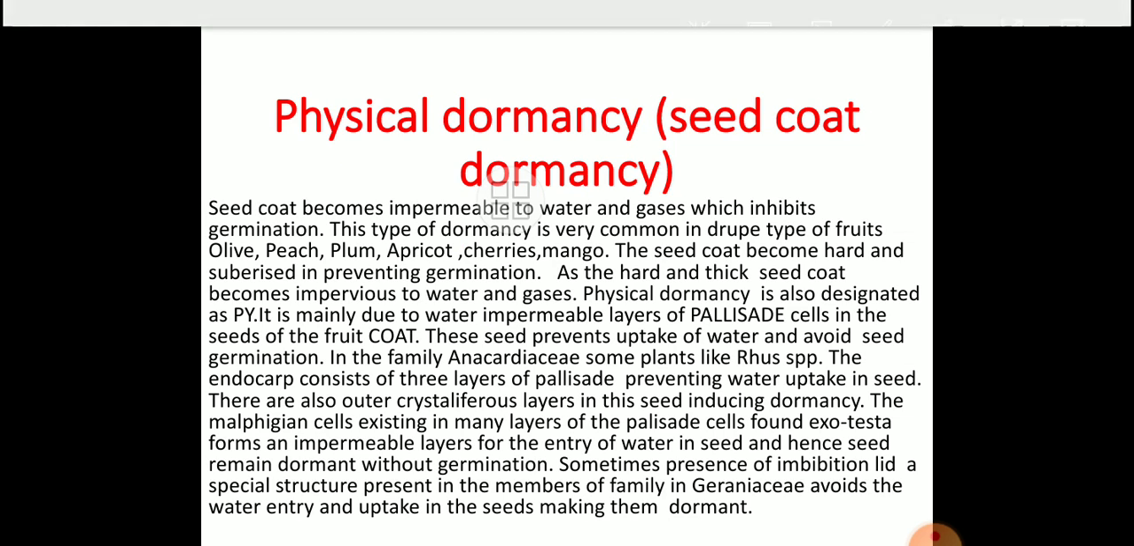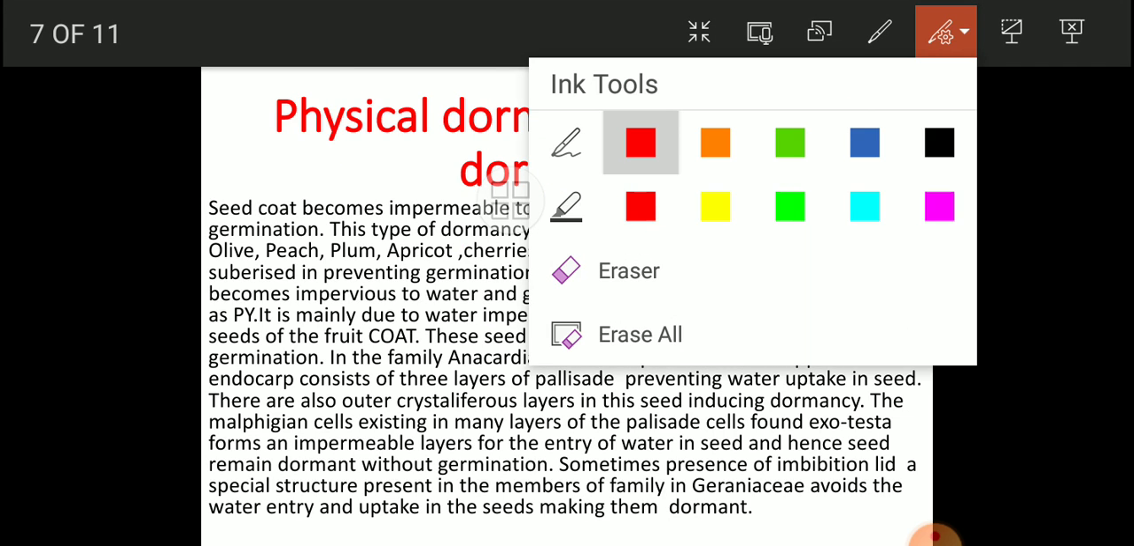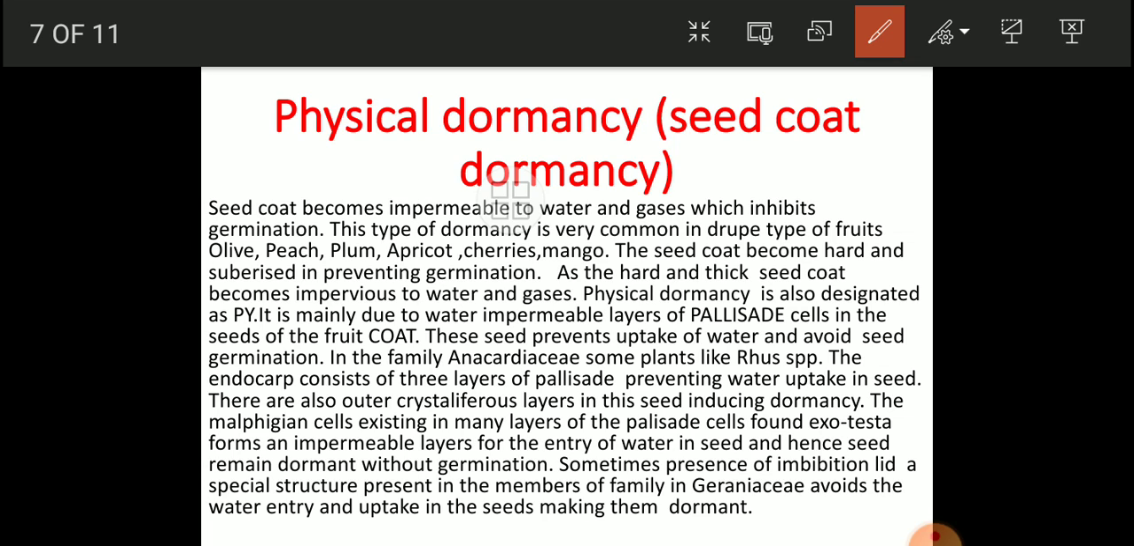Physical dormancy, as I have already given you an idea, is because of the presence of a seed coat. Most plants have a seed coat which is impermeable to water and gases. These things are required for the germination of seeds, and if they are not available because the seed coat acts as a barrier for water and gases reaching the seed, germination will definitely not take place.